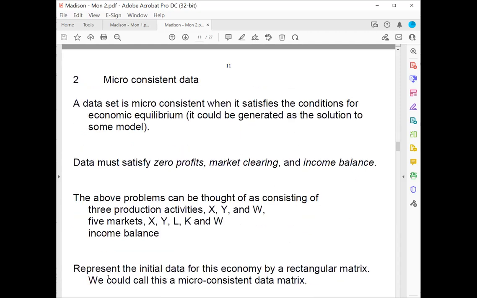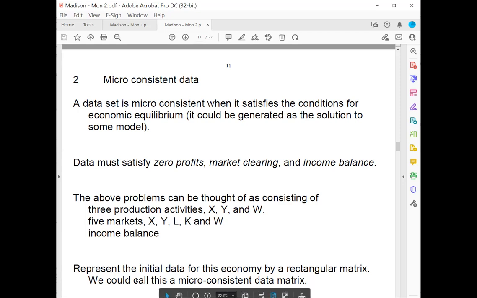Okay, so next step. What is a micro-consistent data set? Well, it's micro-consistent when it satisfies the conditions for an economic equilibrium, meaning it could be generated as a solution to some model. So the numbers we're going to put into the model must satisfy zero profits, market clearing, and income balance. In this model, there are 3 production activities for X, Y, and W, 5 markets for X, Y, L, K, and W, and then income balance.